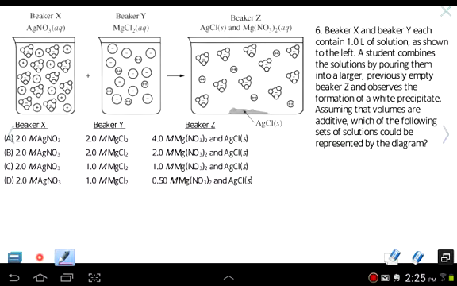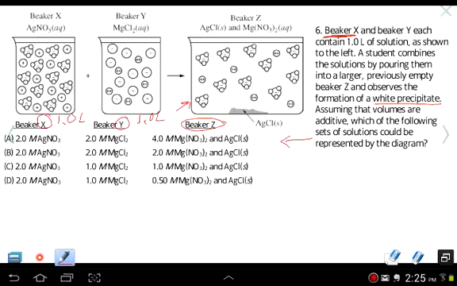Let's finish up with number 6 here, and this is a problem that's a little more involved. It's still a multiple choice problem, but this one gives us some diagrams and something to explain. So we have a few beakers, X and Y. Here's X, here's Y, each containing a 1 liter solution. So this is 1.0 liters and 1.0 liters. A student combines the two solutions by pouring them into a larger beaker, this beaker here, and observes the formation of a white precipitate. Assuming that the volumes are additive, which of the following sets of solutions could be represented by the diagram?